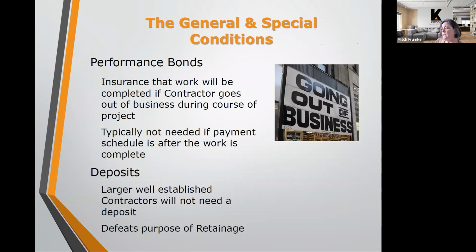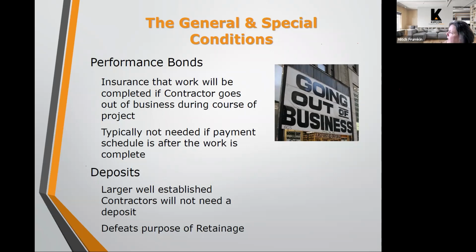So performance bonds and deposits are not really something that's encountered very much in community association projects. A performance bond is sort of an insurance. It's a deposit into an escrow that if for any reason the contractor goes out of business or walks off the project, there is money in that escrow to complete the project. Community association projects are usually not of the scale where that is required.